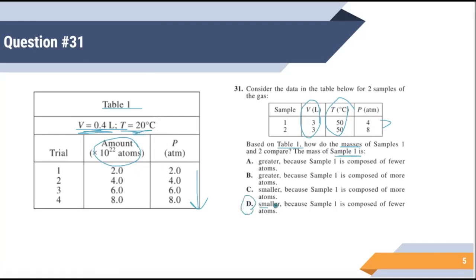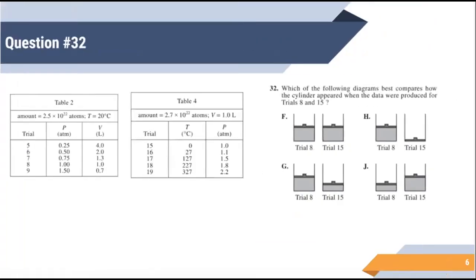It'll be smaller because it'll be made of fewer atoms. If the pressure was lower, like here, on this end of the table, the amount would also be lower, and so it would have a smaller mass as well. All right, try question 32.